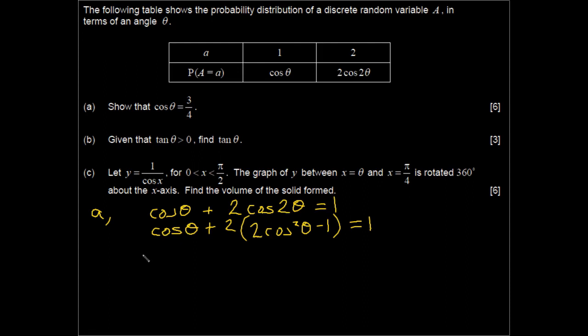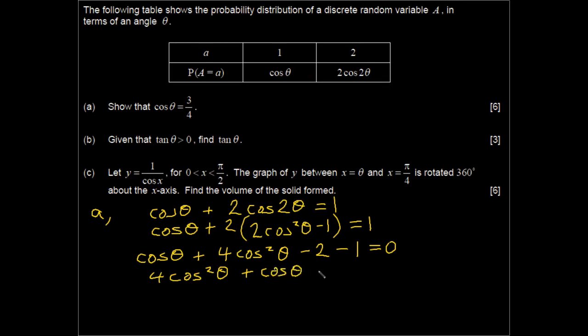So I can say cos theta plus 4 cos squared theta minus 2, and then minus another 1 is going to equal 0. So I can say 4 cos squared theta plus cos theta minus 3 is equal to 0.